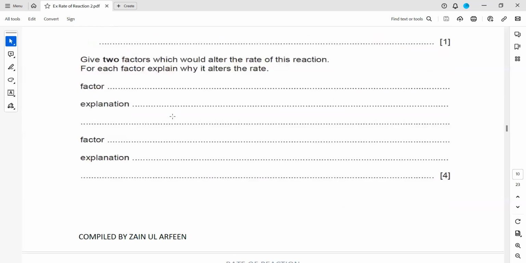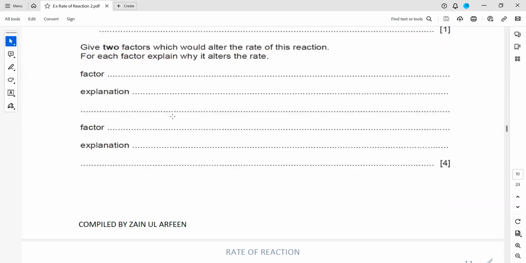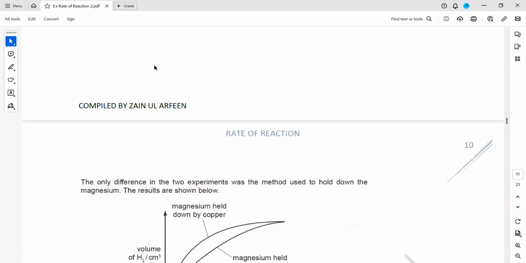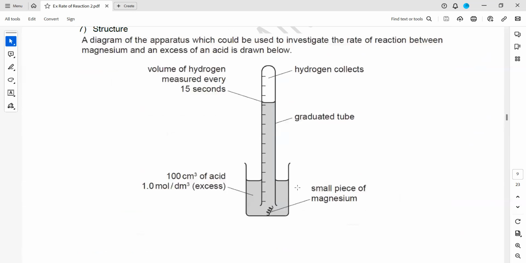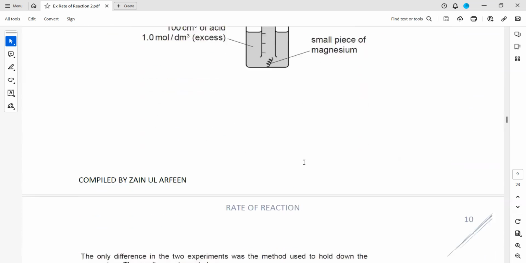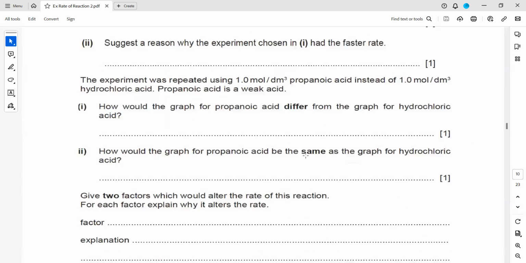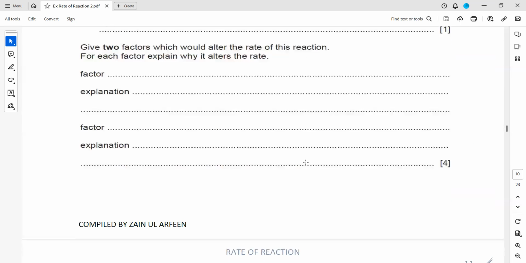Give two factors which will alter the rate of a reaction, and for each factor explain why it alters. Like here, magnesium is reacting with hydrochloric acid. That's the original experimental procedure. What changes can we make to this procedure so the reaction will be faster? Like we can alter, meaning we can change. So what else can I do? What factors can be changed?